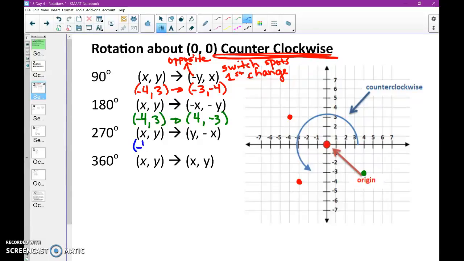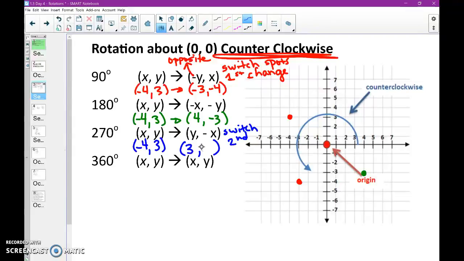270 is another tricky one, so let's do that in blue. -4, 3. You'll notice again that the X and Y have switched positions, but this time it's the second spot that changes its sign. So they switch, and this time it's the second one. So again, just start by switching. When you've got the 90 or the 270, don't try and do two things in one step.